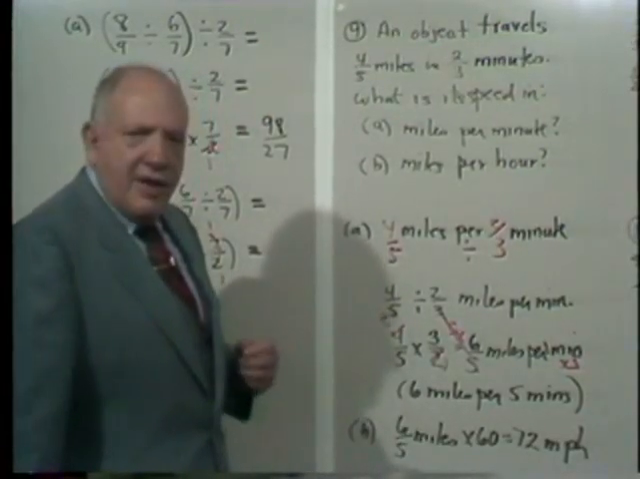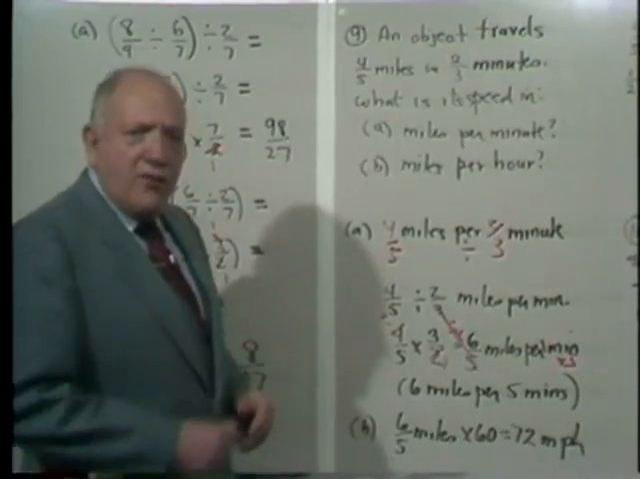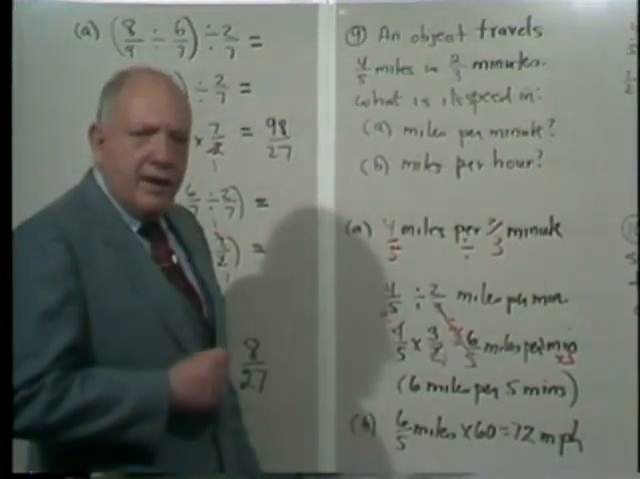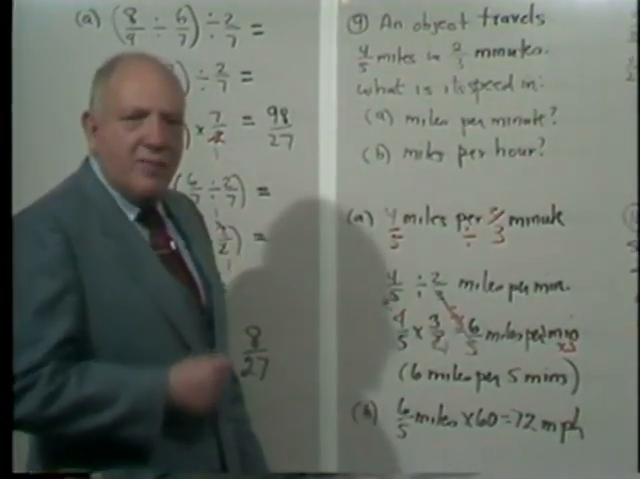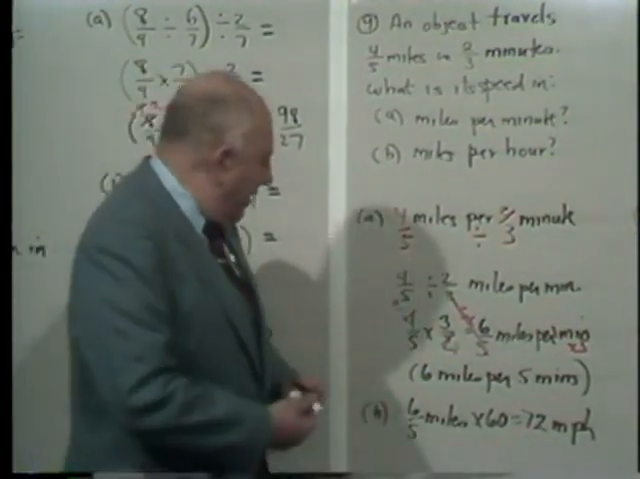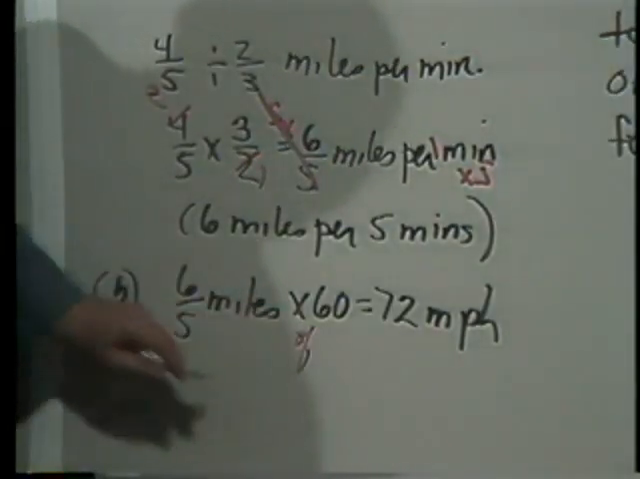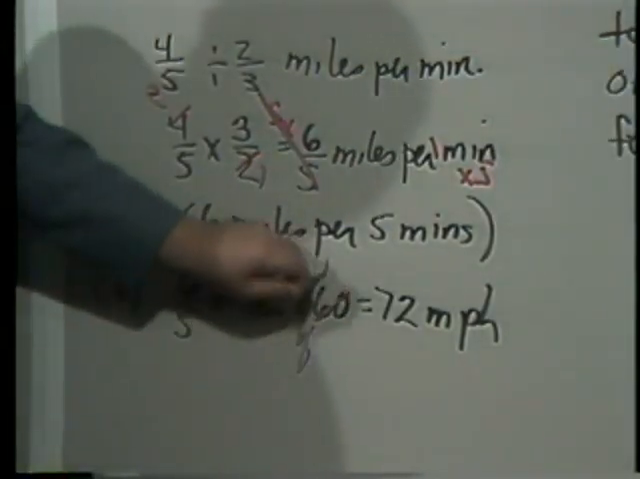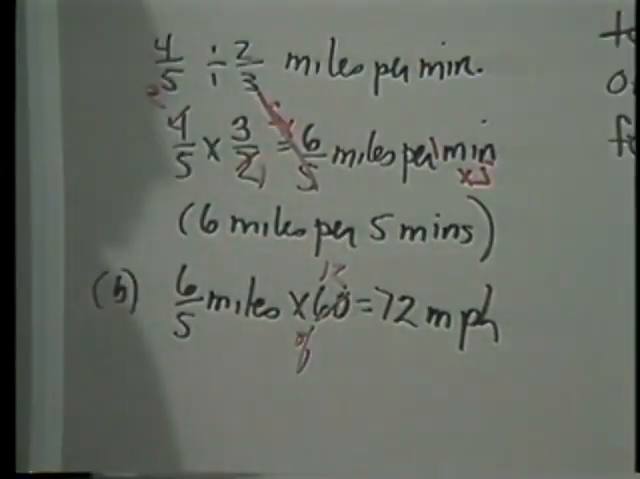How many minutes are there in an hour? 60. So if you go 6/5 of a mile every minute, in an hour you're going to go 6/5 of a mile 60 times. 6/5 of 60, see 5 goes into 60 12 times. 12 times 6 is 72.